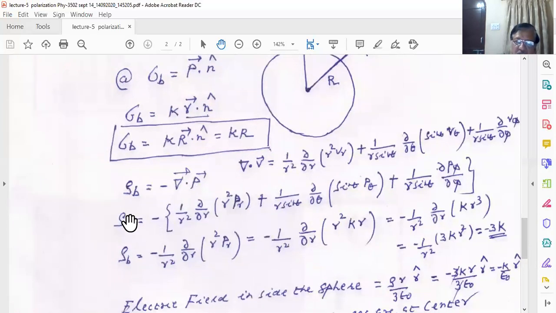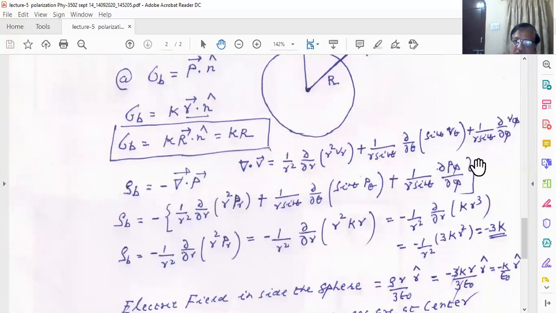So I write rho b is equal to minus divergence of P. I use this expression: 1 upon r square del by del r of r square P_r. The theta part and the phi part will vanish, so the theta part is 0 and the phi part is 0. So you can see that the volume charge density of bound charge is equal to minus 1 upon r square del by del r of r square P_r. That is the radial part.